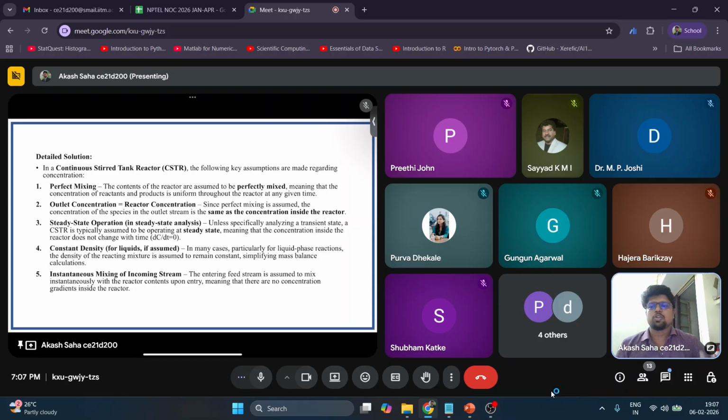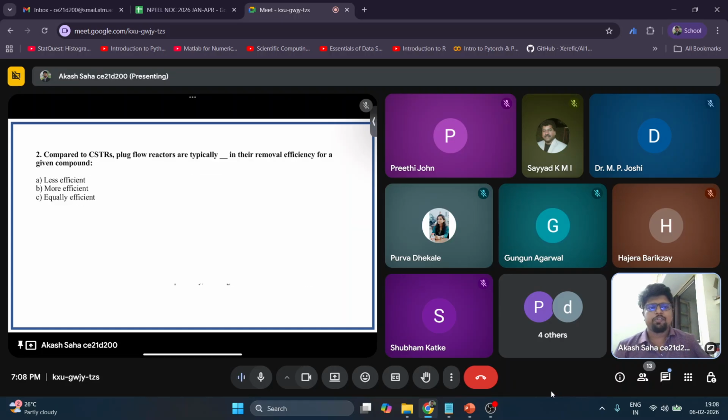It becomes equal to the reactor concentration, which is also equal to the effluent concentration. So perfect mixing, outlet concentration equal to reactor concentration, steady state operation, constant density, and instantaneous mixing. These are some of the assumptions of a CSTR. I hope this is clear to all of you. If you have any doubt, you can ask me, or else we'll move on to the next problem.